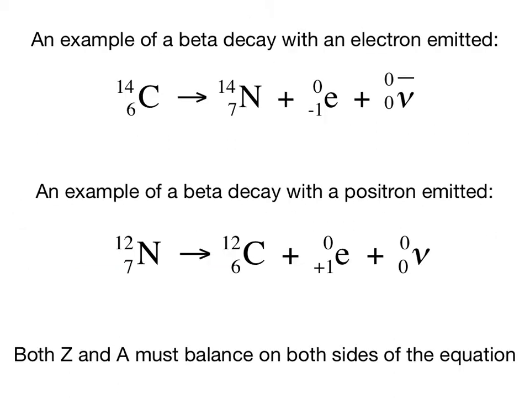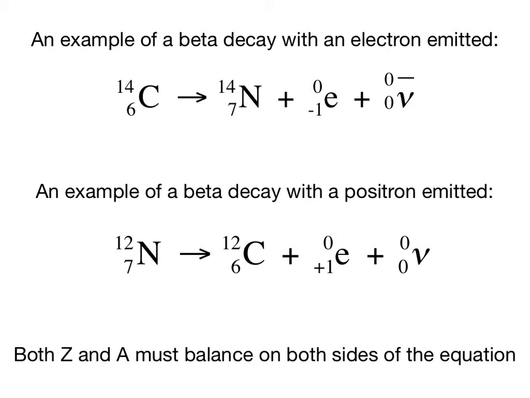So let's look at a couple of examples of beta decays. The top example here is an example of a beta decay with an electron being emitted. Sometimes we call this a negative beta decay. So we have carbon-14 with a mass number of 14 and a charge number of 6, changing into nitrogen-14 with a mass number of 14 and a charge number of 7, plus an electron with a mass number of 0 and a charge number of -1, and something called an antineutrino, which we'll talk about in a couple of slides. An antineutrino has no mass and no charge, so it doesn't affect the balancing of the equation.